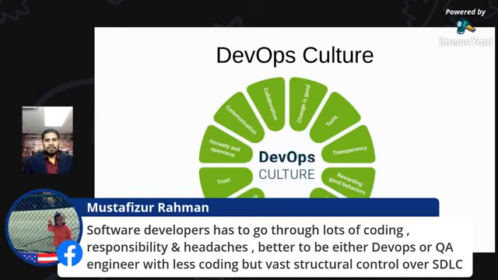Okay, software developers have to go through a lot of coding, that's correct, with the responsibility and the headache. Better to be the DevOps or the QA engineer with less coding but best structure control of SDLC. I do agree with him. Yes, software developer again is not the headache. Software developers have chosen that career roadmap and they want to solve the problem. So this is a very good position. And if somebody does not have that mindset, they do not need to.